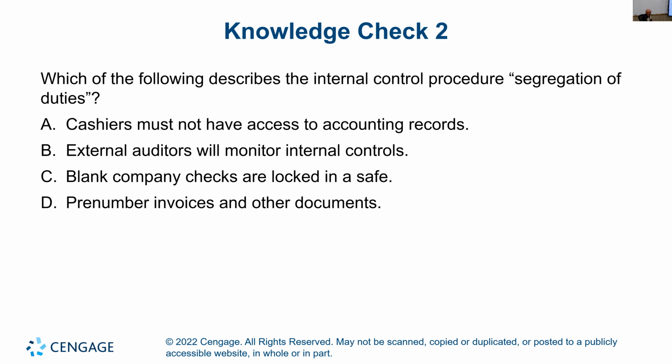Which one of these is segregation of duties? Let's say, A, cashier does not have access to accounting records. So you're going to need to be able to identify each one of those as they are.